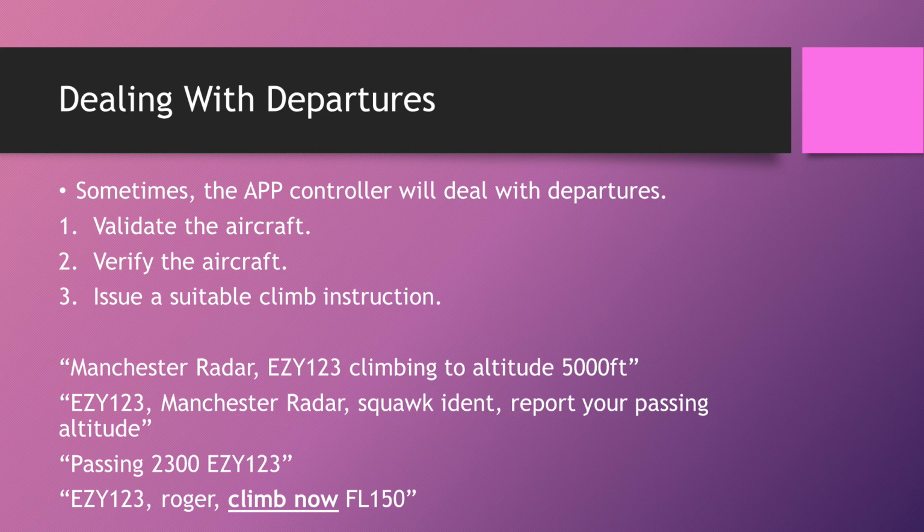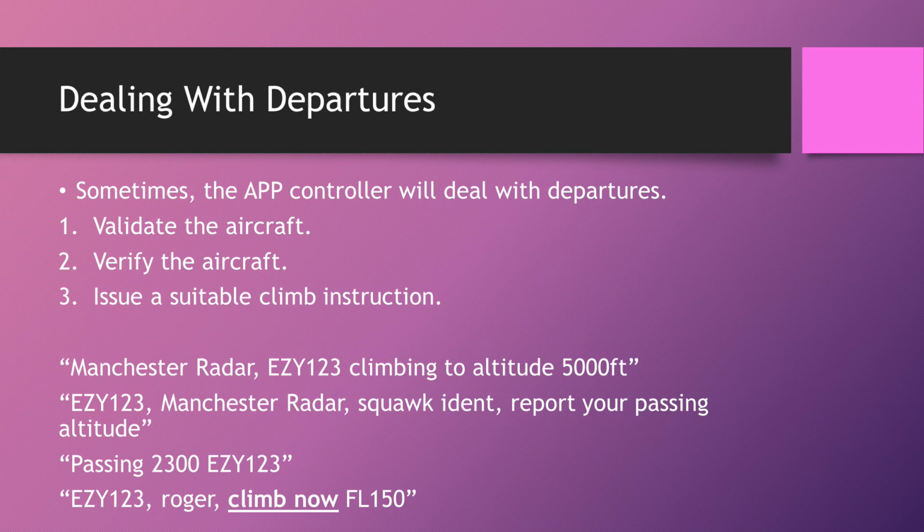So what you have to do is first validate the aircraft, then verify the aircraft, and then issue a suitable climb instruction. As I mentioned before, the most common form of validation and identification is the ident feature. Let's take an RT example to explain this. Let's say Easy123 is climbing out of Manchester, and we'll say he's a Samba 1 Romeo departure. He calls: Manchester Radar, Easy123 climbing to altitude 5,000 feet.